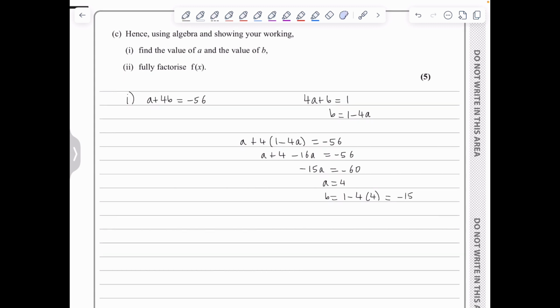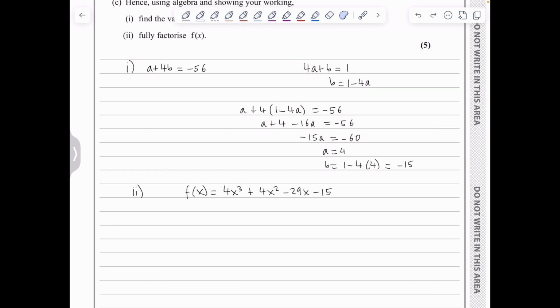In II, we need to fully factorize f of x. So now that we have established the values for a and b, let's write down the full expression for f of x. It's 4x cubed plus 4x squared minus 29x minus 15. Well, we already know that 2x plus 1 is a factor, so I will proceed with the long division.